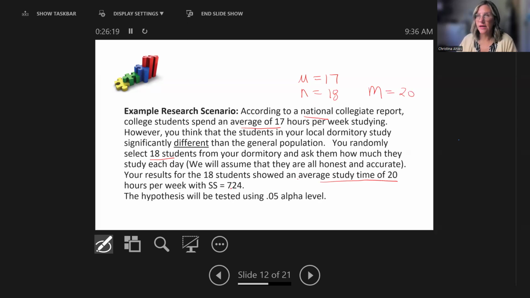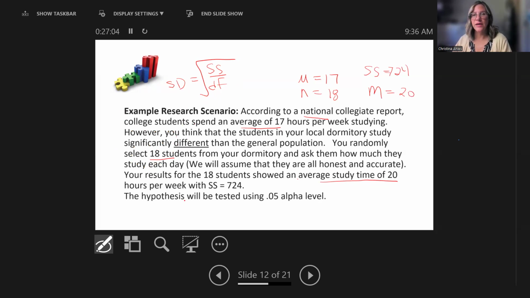And I've calculated up to the sums of square for you. Sums of square is 724. Now, if you remember, sums of square is what we need to get variance. So if you look here, standard deviation equals our sums of square over degrees of freedom, all under the square root. Because sums of square divided by degrees of freedom without the square root is the variance. But to get standard deviation, we're going to take the square root of that. So I've done a lot of the math for you. So that sums of square is to help you calculate those statistics.